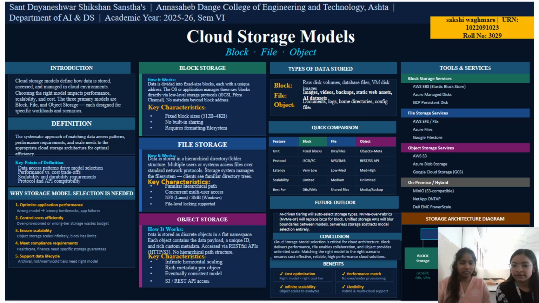In AWS, this is Elastic Block Store. Azure has Managed Disks. GCP has Persistent Disk. What are the actual performance characteristics and numbers?